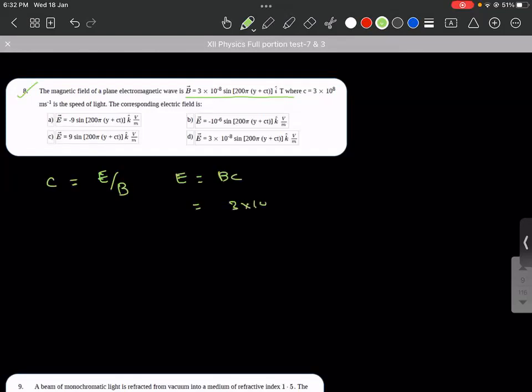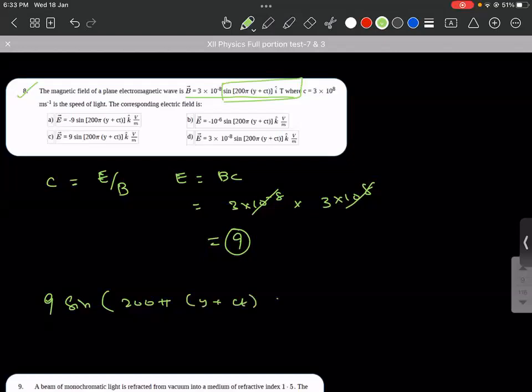So B is 3 into 10 power minus 8, into, what is going to be the value of C? That will be 3 into 10 power 8. Am I right? They both get cancelled and you will get 9. So you should write the exact value: 9 times sine of 200 pi into y plus ct times I cap. Sorry, not I cap, it's the magnetic field. Okay, the corresponding field, 1 minute. This direction.